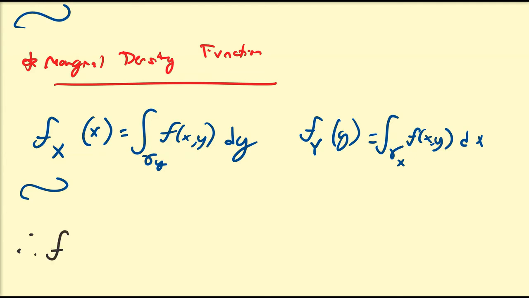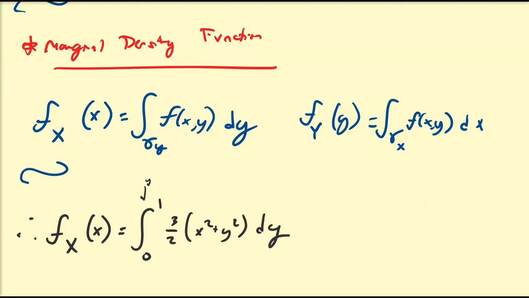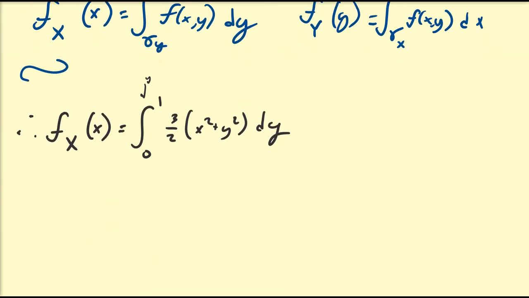So the marginal density function for x is going to be equal to the integral from 0 to 1. So this is going to be a y integral. So this is y is equal to 0 and y is equal to 1 of 3/2 x squared plus y squared with respect to y. Since we're only integrating with respect to y, we're going to have x left in it. So of course it's a function of x.